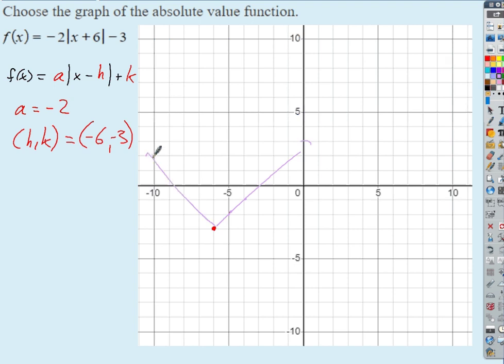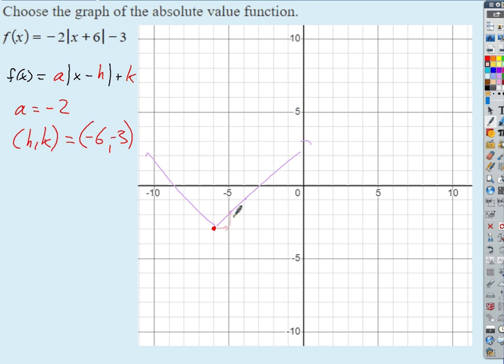We want to draw the red transformed graph, though. So if A is negative 2, tell me the roadmap from the vertex to where I'm going to have a point on my graph. So normally out from the vertex, I would go over 1 and up 1. What am I going to do here? Over 1 and down 2, right? Yes. So normally we would go over 1 and up 1, right?